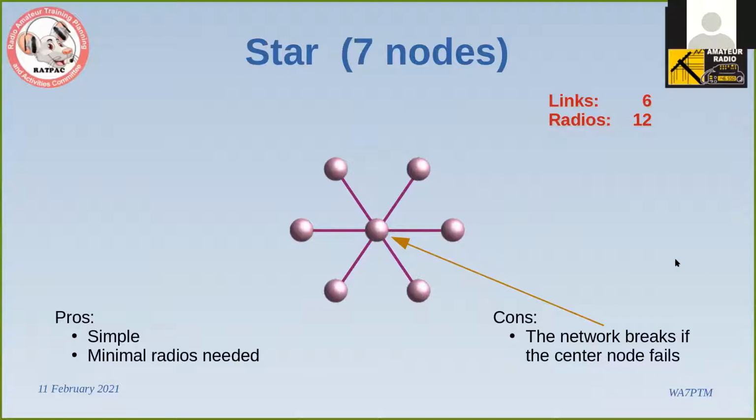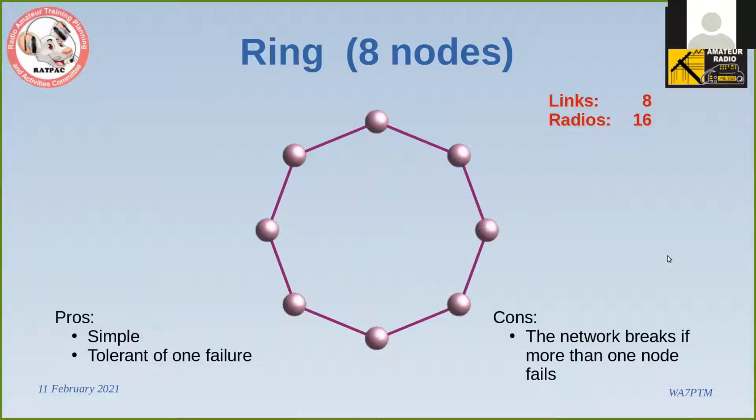And star topology. Well, if the center of that star goes down, you don't have a network anymore. Ring topology. This is okay. One of these goes down and your traffic can still go the other way around the ring. But if 2 of them break, then you have a little bit more of a problem there. But it will be okay with 1 break or outage.